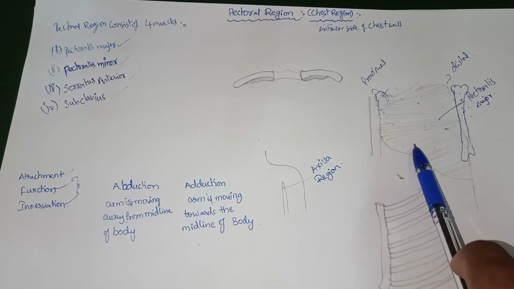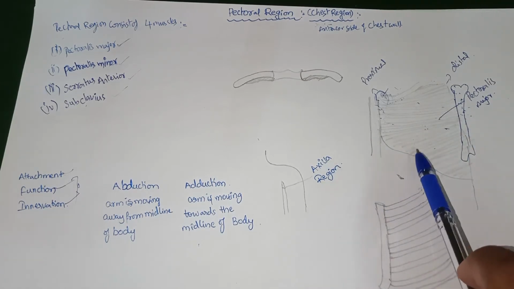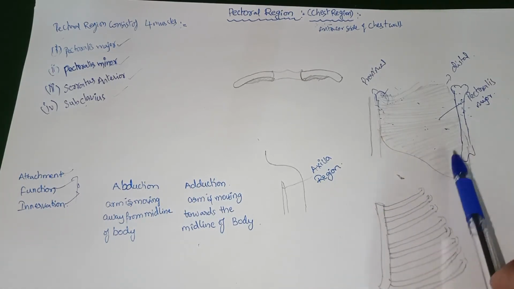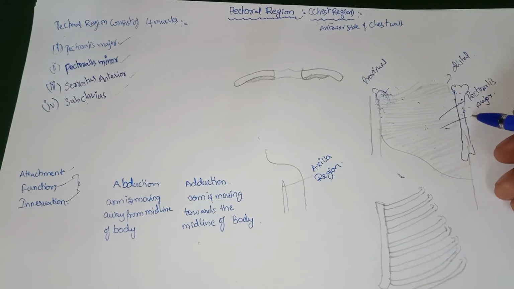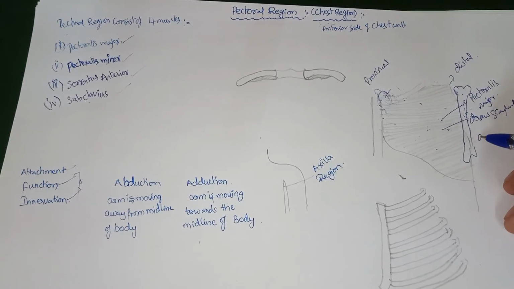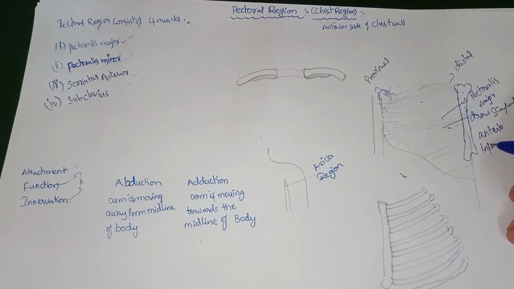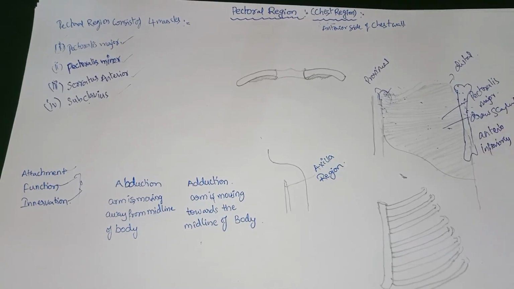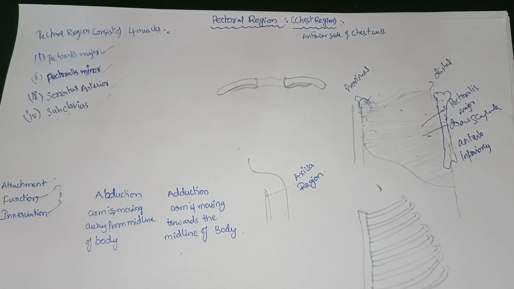It adducts and medially rotates the upper limb. It also draws the scapula anterior inferiorly. So what will it be doing? It will be drawing the scapula anterior inferiorly.